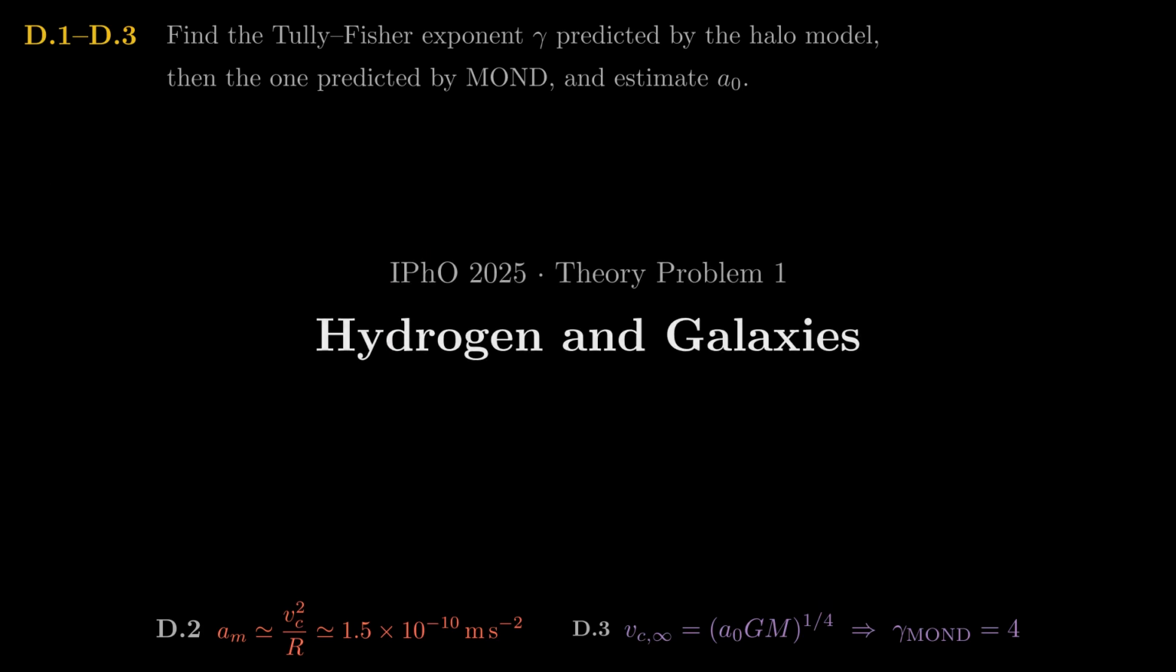All of it starting from 1 photon, 21 centimeters long, that a hydrogen atom emits about once every 10 million years.